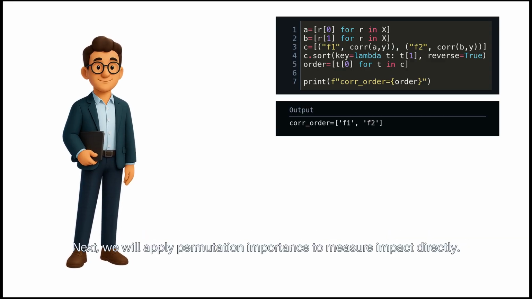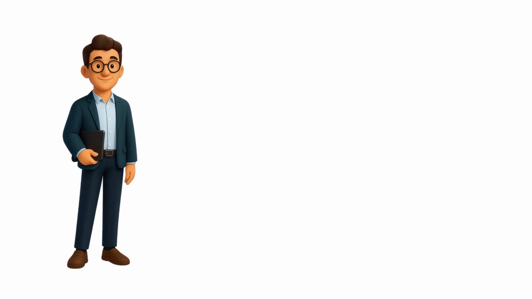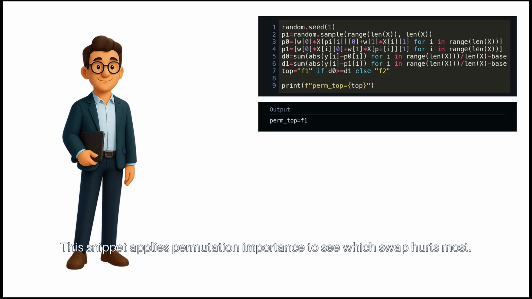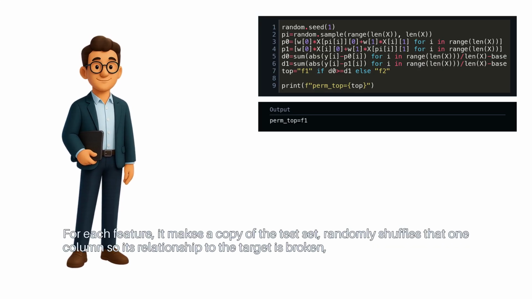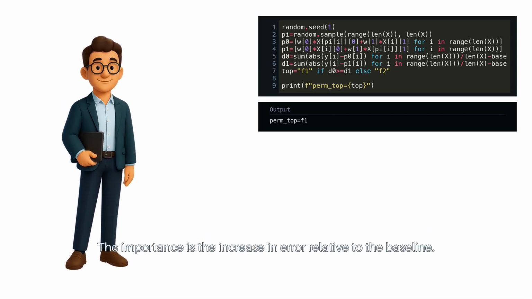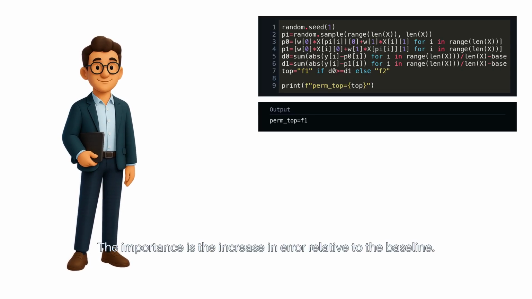Next, we will apply permutation importance to measure impact directly. This snippet applies permutation importance to see which swap hurts most. For each feature, it makes a copy of the test set, randomly shuffles that one column so its relationship to the target is broken, then scores the model on the modified test set. The importance is the increase in error relative to the baseline.